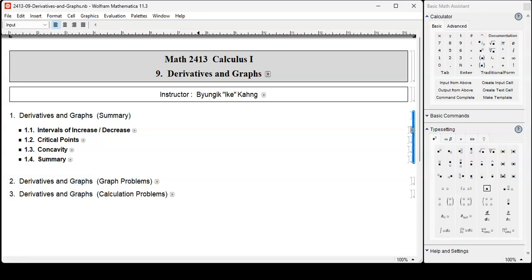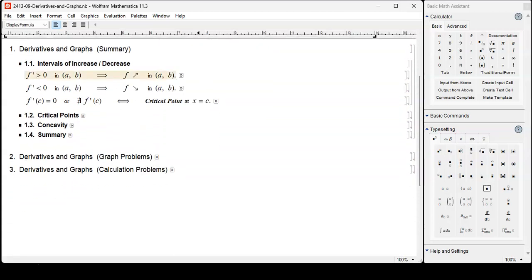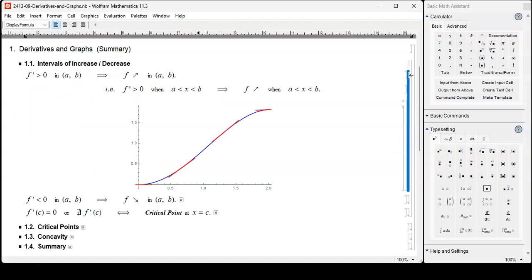First, intervals of increase and decrease versus the derivatives. In summary, if the derivative is positive, then the original function increases. If the derivative is negative, then the original function decreases, it goes down. And this (a, b) notation is the x interval, when x is greater than a and less than b. So when the derivative is positive in that interval, then the original function goes up. It increases in that interval.